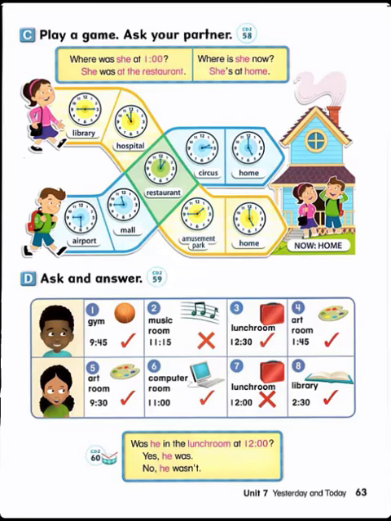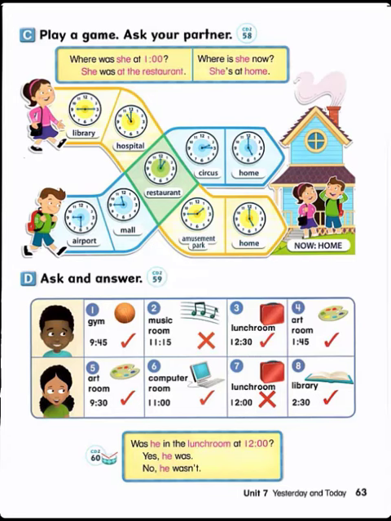Page 63. D. Ask and answer. Number 1. Was he in the gym at 9:45? Yes, he was. Number 2. Was he in the music room at 11:15? No, he wasn't. Number 3. Was he in the lunchroom at 12:30? Yes, he was. Number 4. Was he in the art room at 1:45? Yes, he was.